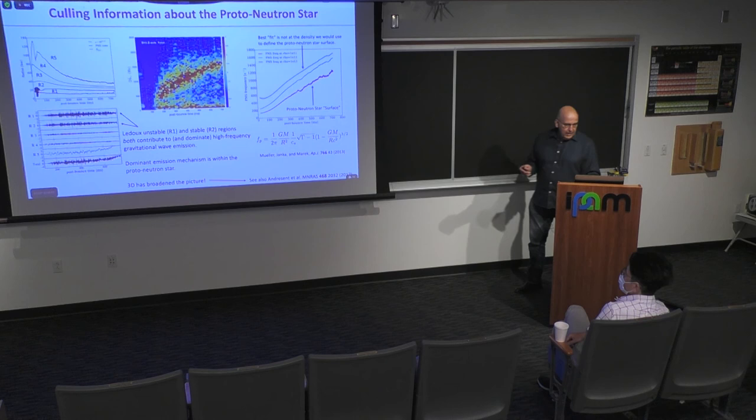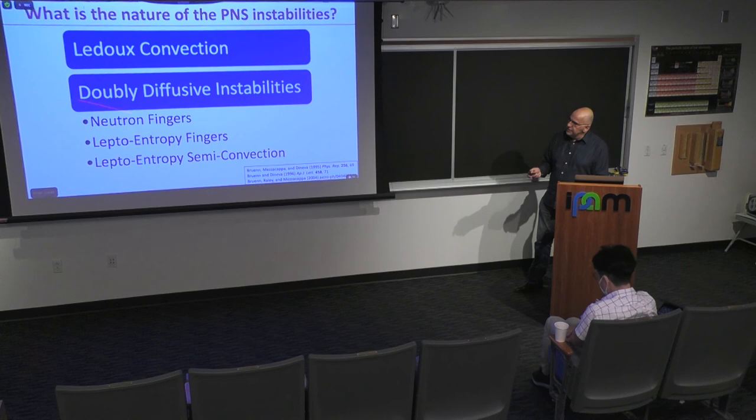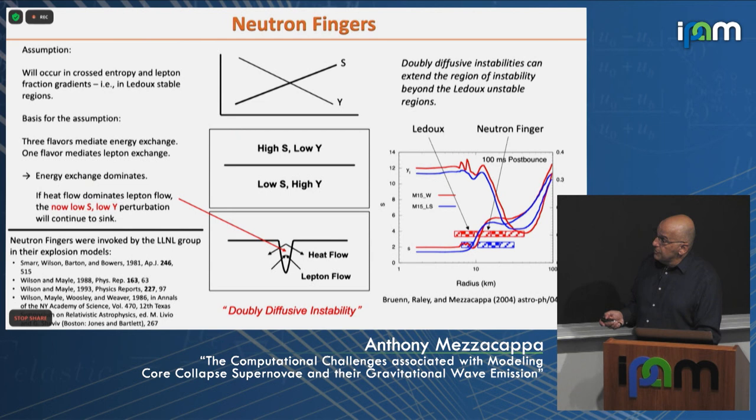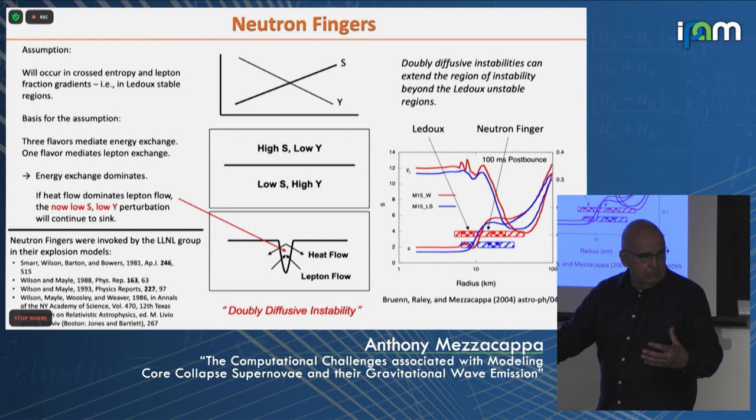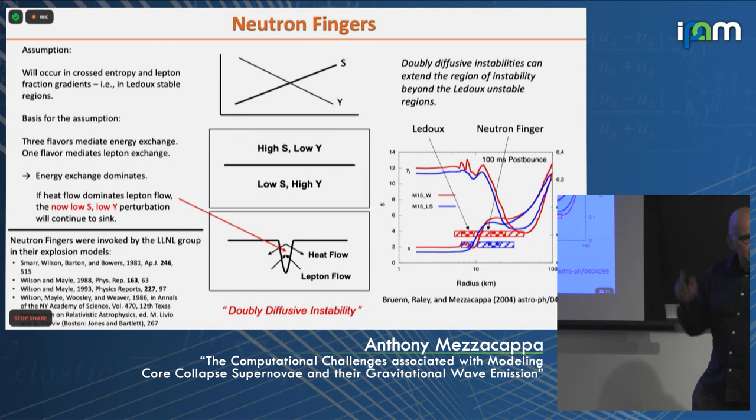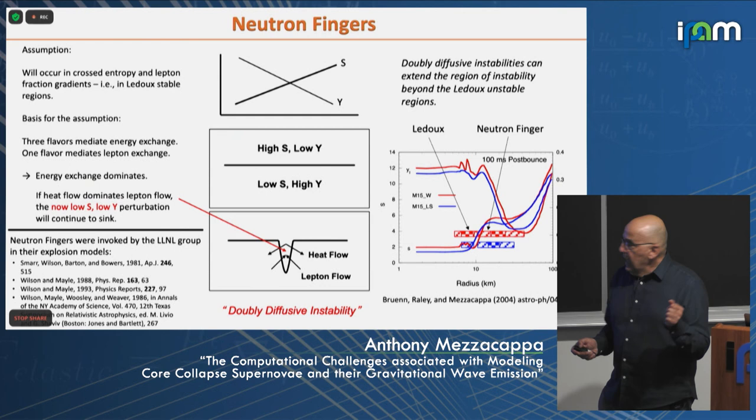I wanted to point out there, besides Ledoux convection, there are these doubly diffusive instabilities that may occur, and they occur when you have cross gradients, through a competition. It only happens when you have neutrino transport that carries energy and lepton number. A blob and its surroundings can exchange entropy and lepton number through neutrino transport. And as a result of that competition, hence the name doubly diffusive instabilities, you can have additional instabilities which are not Ledoux convection, and which extend the unstable region beyond the Ledoux convective region.